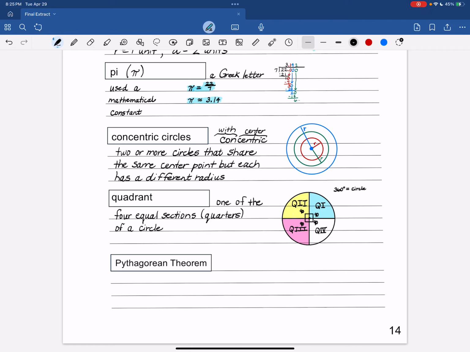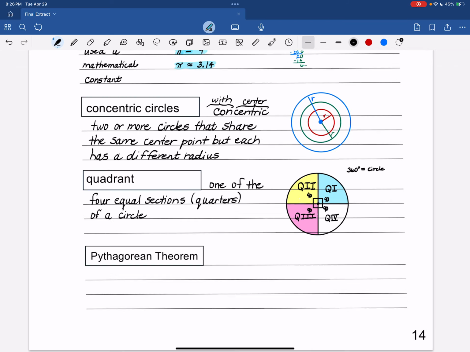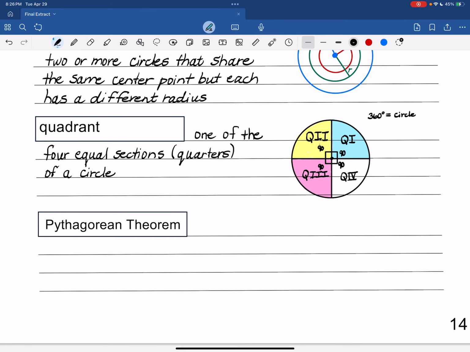I'm on page 14 at the bottom. We're starting the terms that will help us with trigonometry. And the first one is Pythagorean theorem. It's built in down here on page 14 at the bottom. And then we will roll into the next page.